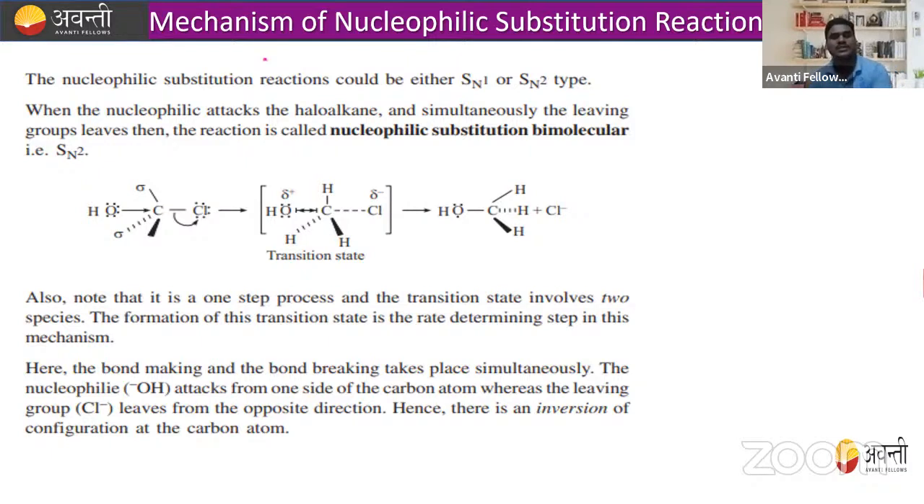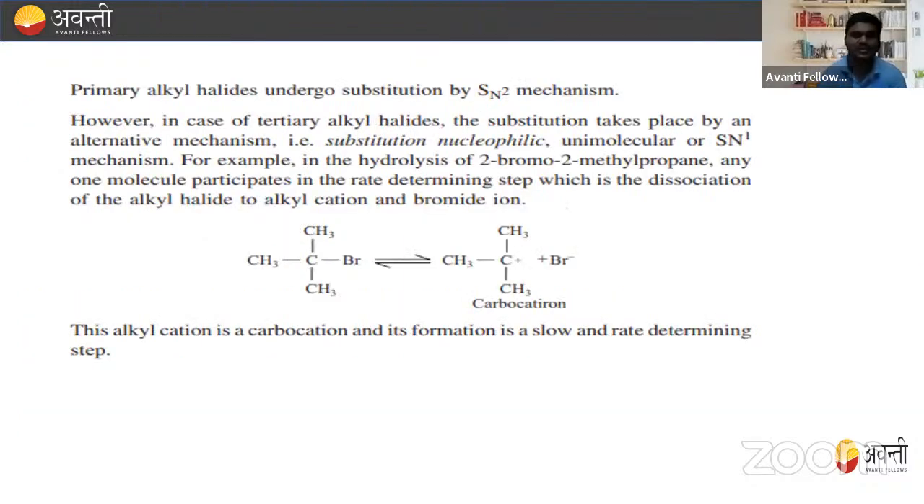Now the nucleophile OH attacks from one side of the carbon atom, whereas the leaving group Cl leaves from the opposite direction. Hence, there is an inversion of the configuration at the carbon atom. So we can say that in SN2 we get inversion. How do we get the inversion? Because we can see very clearly that the nucleophile OH attacks from one side of the carbon atom, whereas the leaving group Cl leaves from the opposite direction. So here there is an inversion of configuration of the carbon atom.